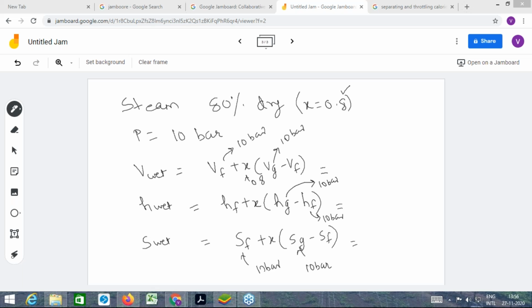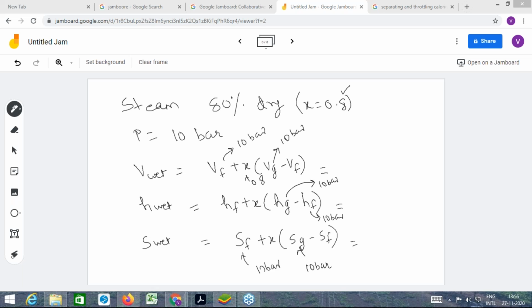So, let us say it is a saturated liquid. Then how will these calculations change? In terms of formula, what will happen? If it is a saturated liquid, then X would be 0, right? And S would be SF. It means that it is no longer S wet, it would be SF.